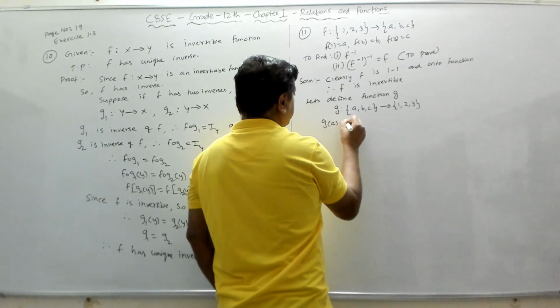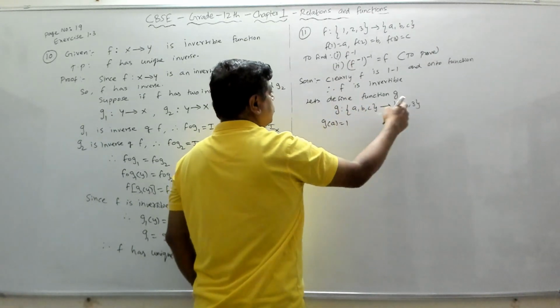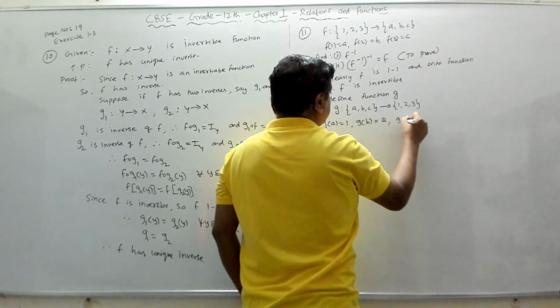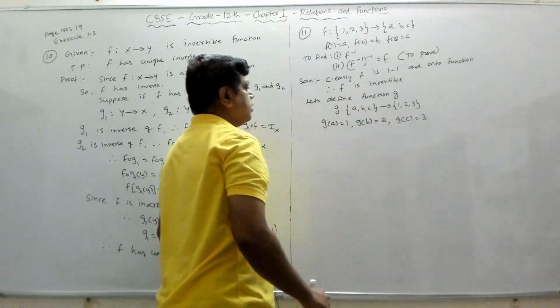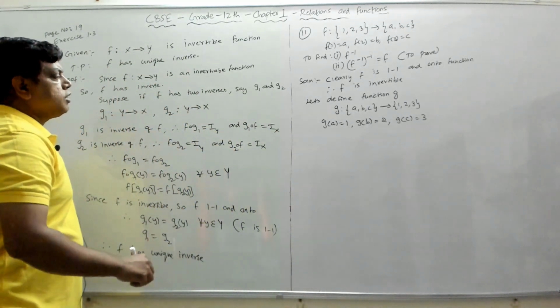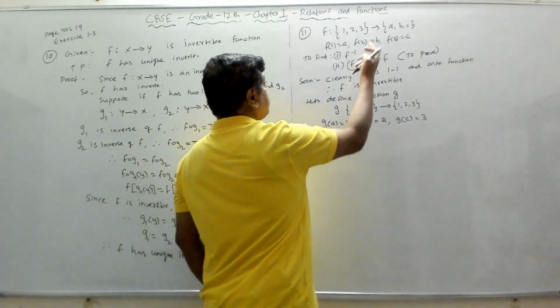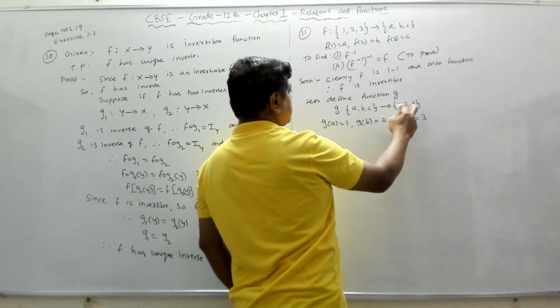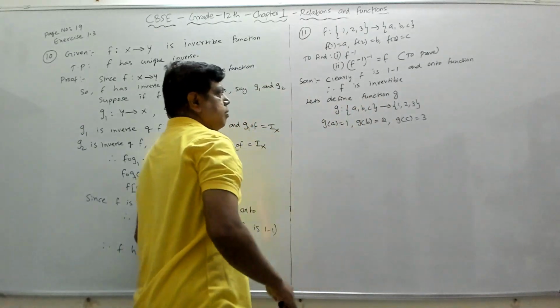G of A is defined as 1. The reverse of this: G of A goes to 1, G of B is equal to 2, G of C is equal to 3. That is how G is defined. So G is a function from this set to this set, defined as G of A is 1, G of B is 2, G of C is 3. The reverse of this we have defined.